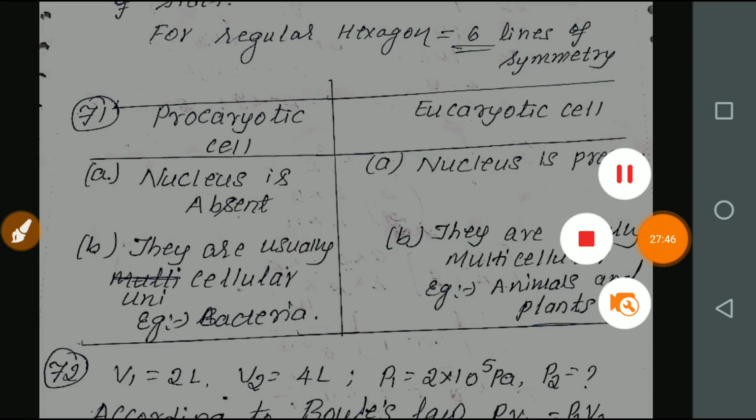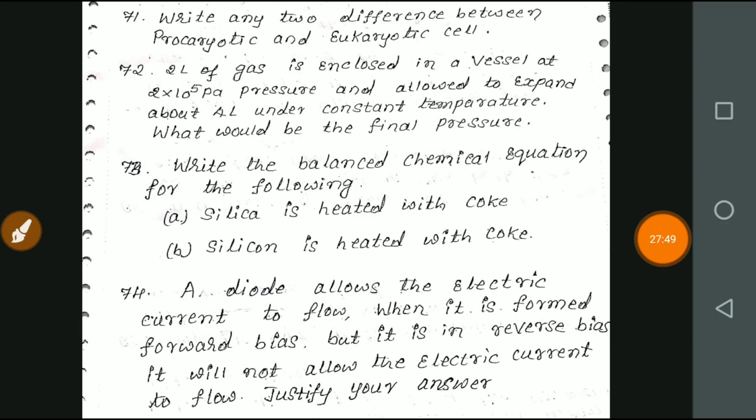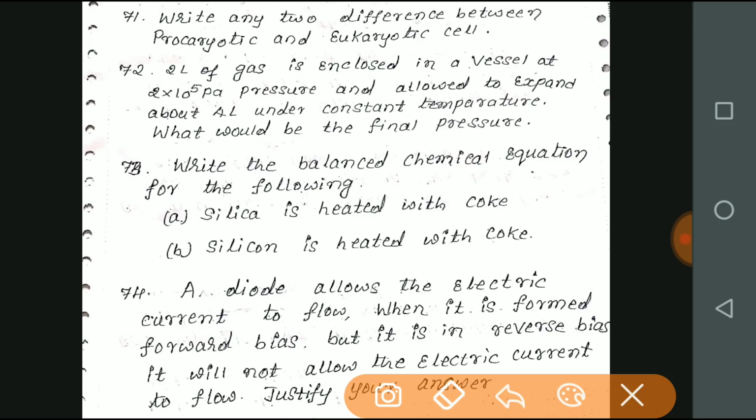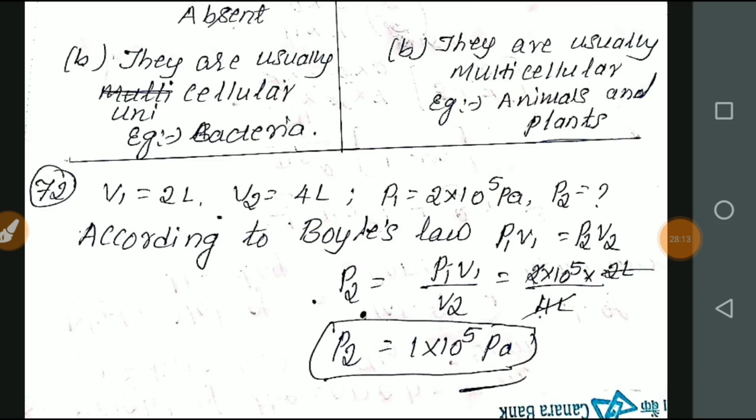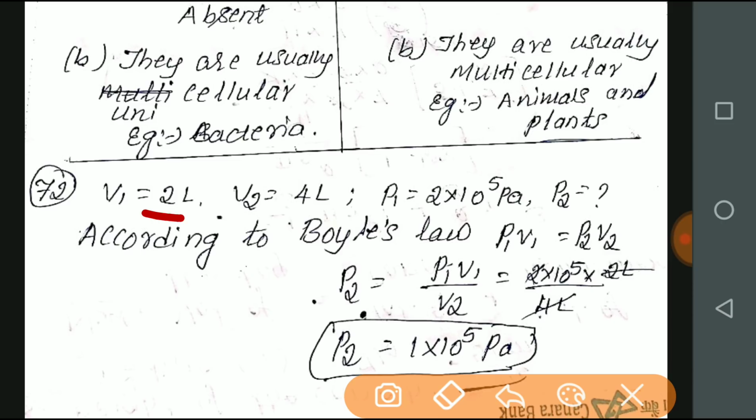Now, 2L of gas is enclosed in a vessel at 2 into 10 to the power of 5 Pascal pressure and allowed to expand to 4 liter under constant temperature. What would be the final pressure? Now first list out the data. Initial volume is given, that is 2L, and final volume is 4L. Initial pressure is given, that is P1 is equal to 2 into 10 to the power of 5 Pascal. We have to find out P2, that is final pressure.